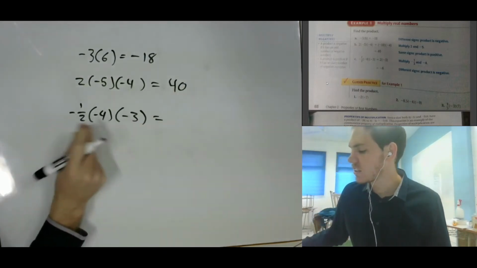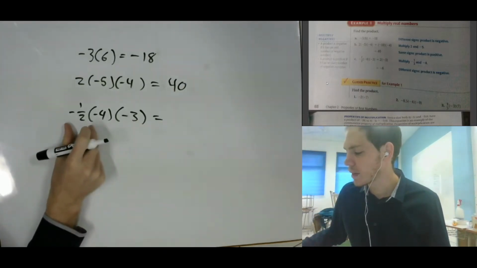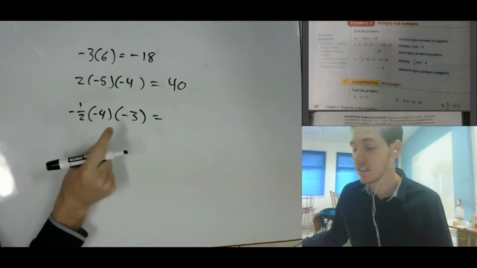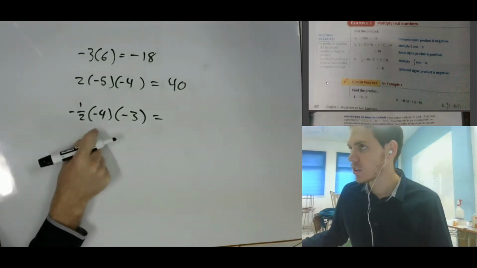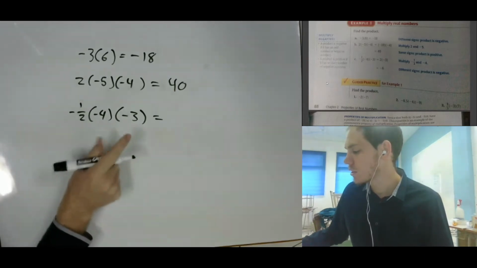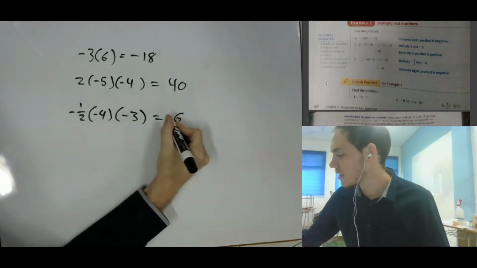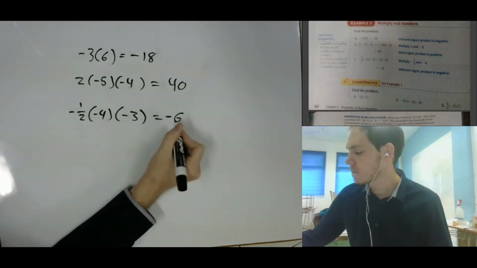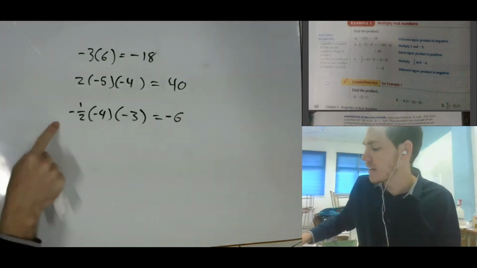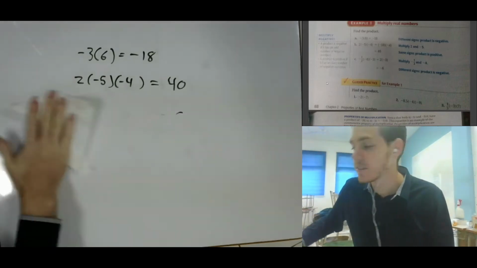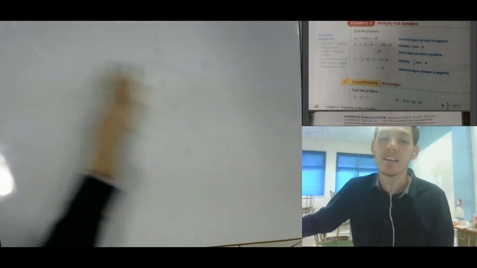Notice this is 3 negatives, so two of them become one positive, and then there's still one negative. So 1/2 times 4, that is 2. 2 times 3 is 6, but it's negative 6. Again, you can always think of it this way. If you have an odd number of negatives multiplied together, you will have a negative, okay?